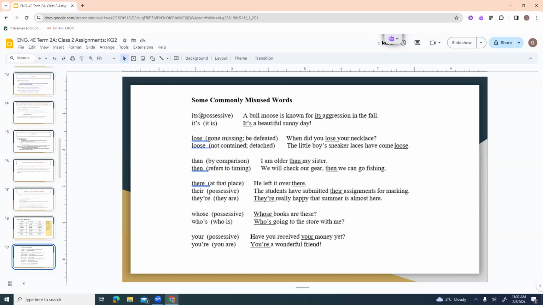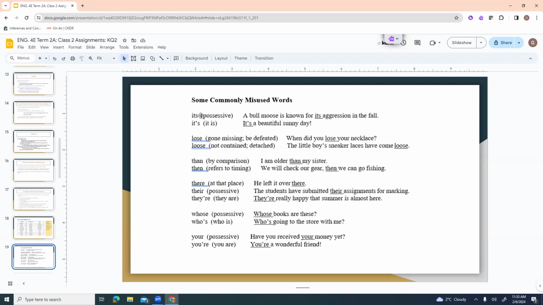Okay, these ones are spelled so similarly, and they sound pretty similar too. So LOSE is lose, like something's gone missing, or I got beaten in a game, or loose, which is two O's, and the S sounds more like an S. Loose is something's gone, not gone missing, but it's not contained anymore. So when did you lose your necklace? Or the little boy's sneaker laces have come loose.